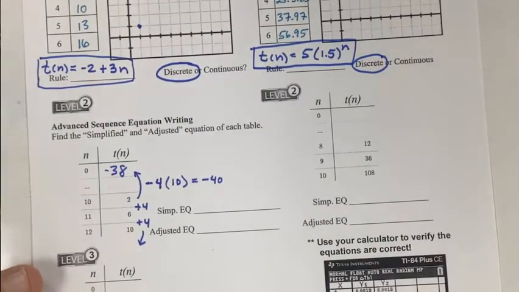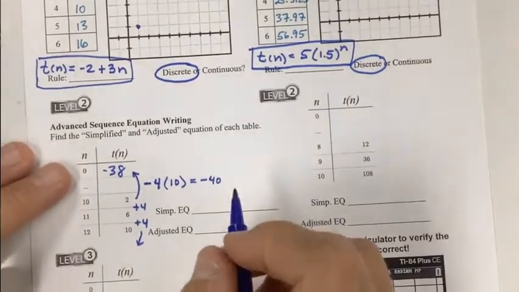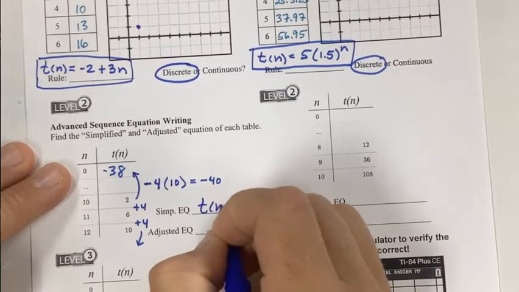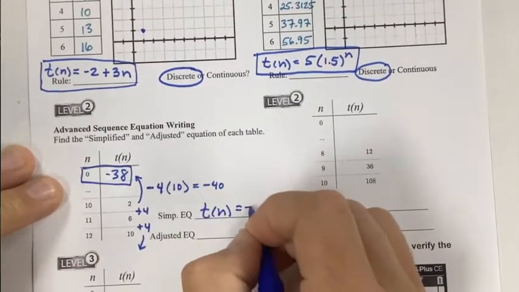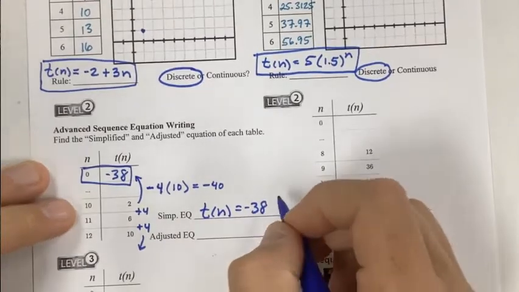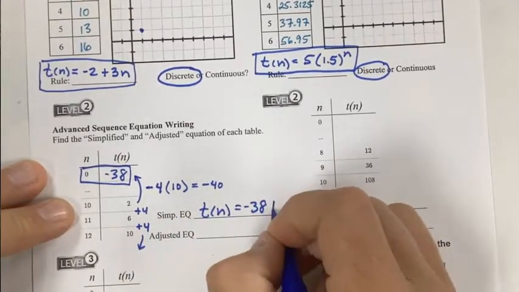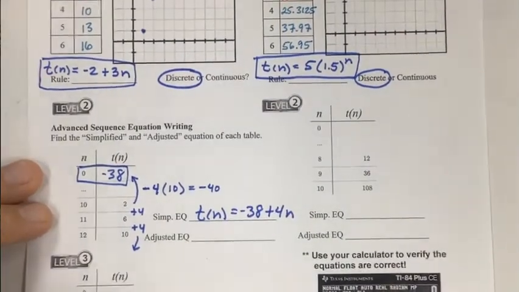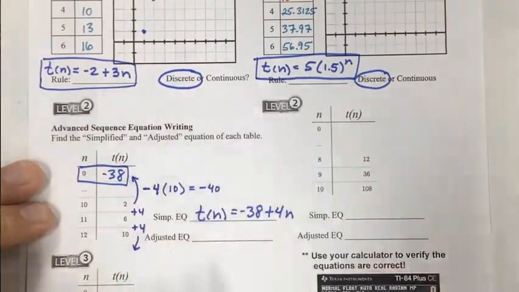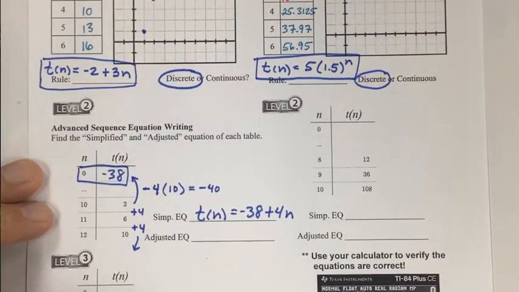Now the next thing is, you're going to want to then write the equation. The simplified equation looks like this. You say t of n equals, we now have figured out what it starts at, which is negative 38, and then you're going to add 4 n number of times. Now what we're learning today is that it was a little bit of work to get back to the zero term. You don't have to go back to the zero term.